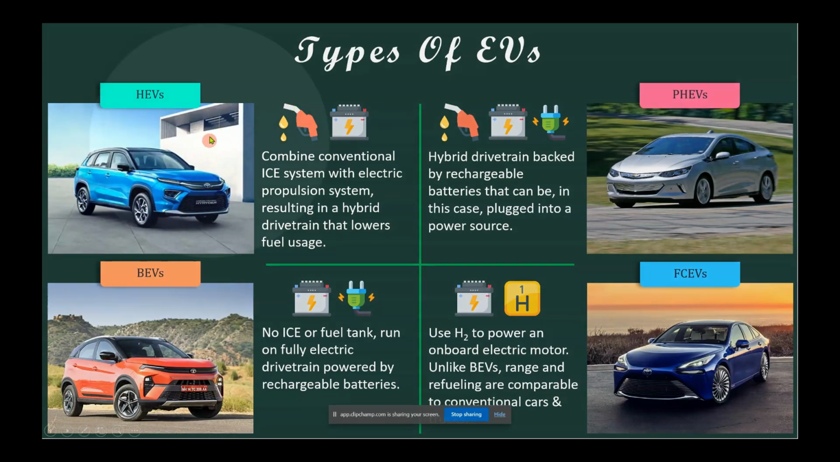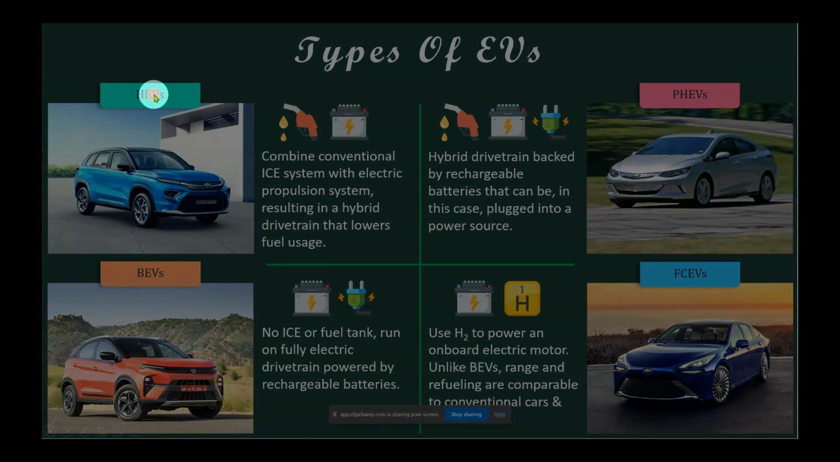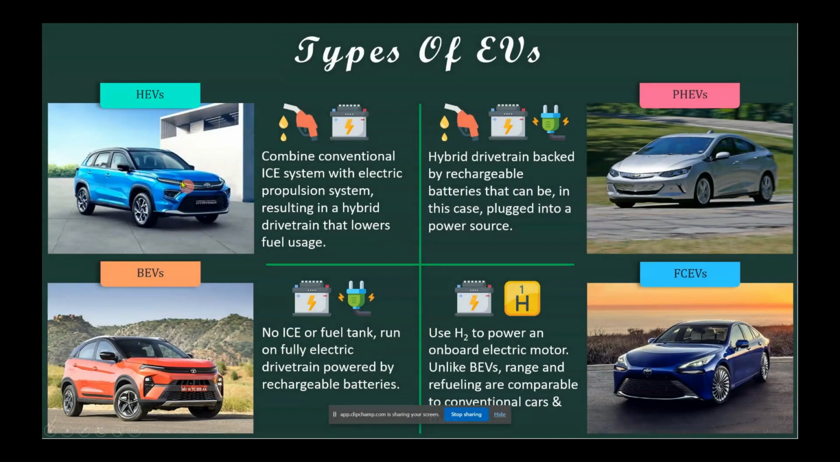So first, let's discuss the HEVs, that is hybrid electric vehicles. Here, this is the Toyota Hyryder Hybrid. You might have come across it. They combine the conventional IC system, that is the internal combustion engine, which uses gasoline, with an electric propulsion system, that is the battery, and that lowers the fuel usage. These hybrid electric vehicles have a much higher mileage as compared to conventional ICE vehicles, because they use both battery and gasoline fuel.